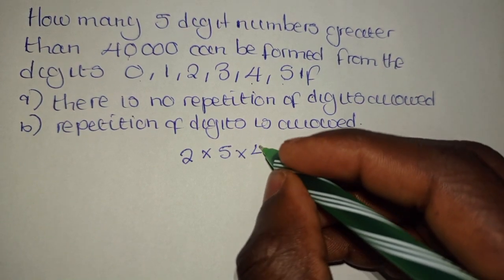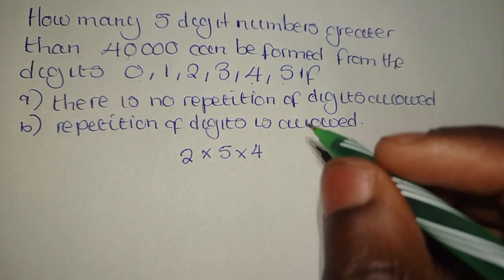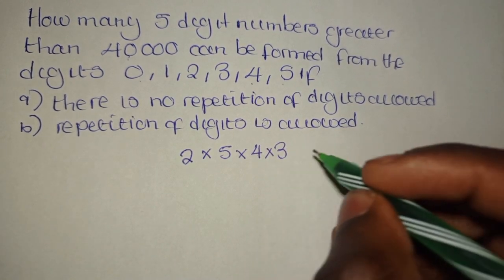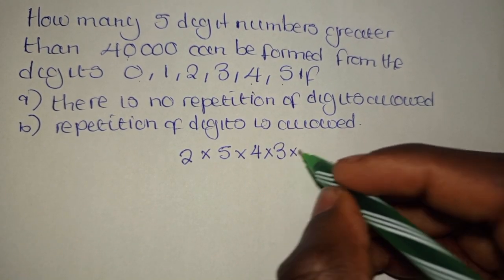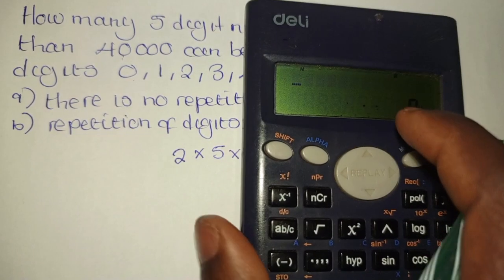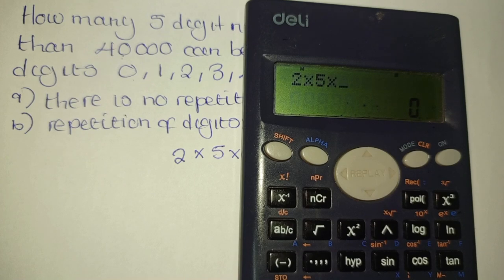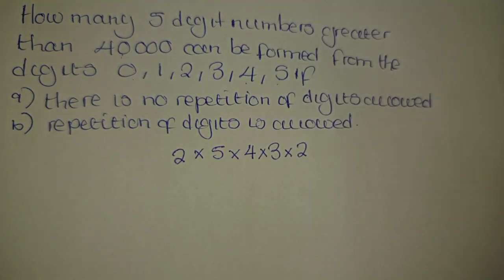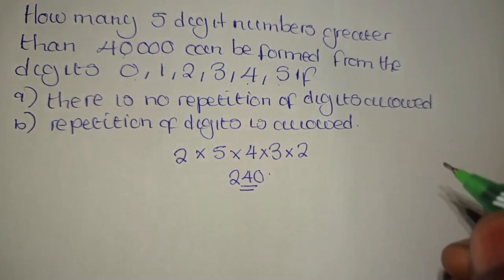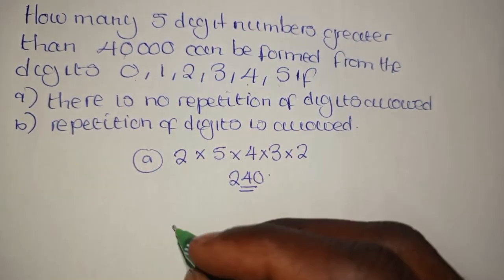So the third place will only be occupied with 4. If you use one of the 4 digits, you remain with 3. And if you use one of the 3 digits, you remain with 2. So this is how basically you solve this question. So we have 2 times 5 times 4 times 3 times 2, and you get your answer to be 240. So this is how we basically solve our (a).